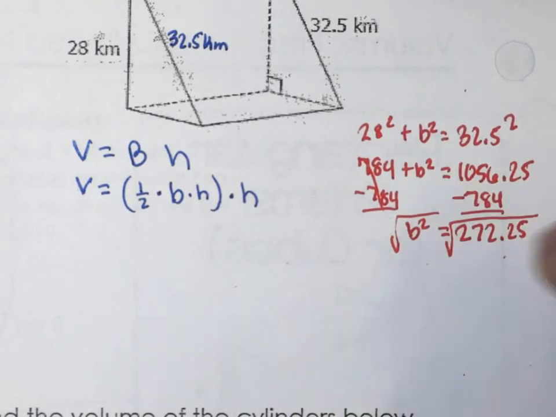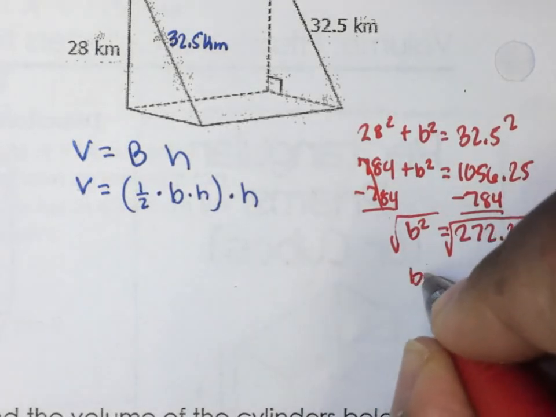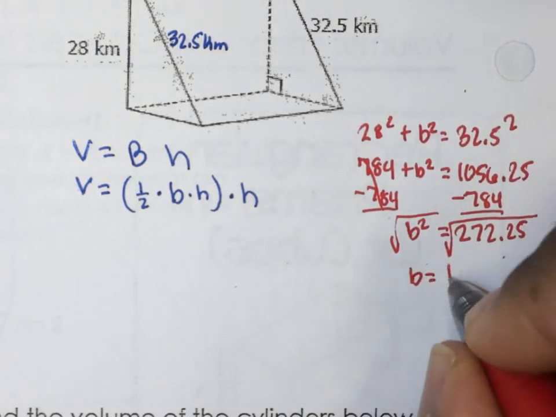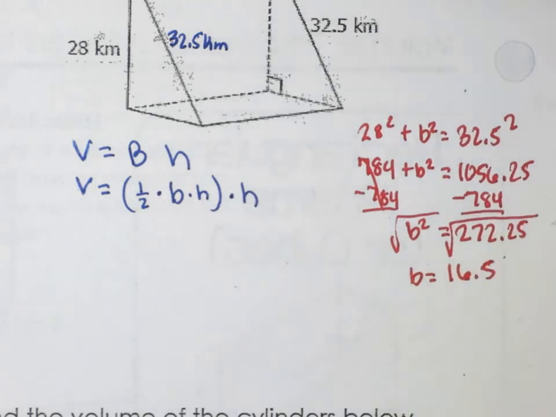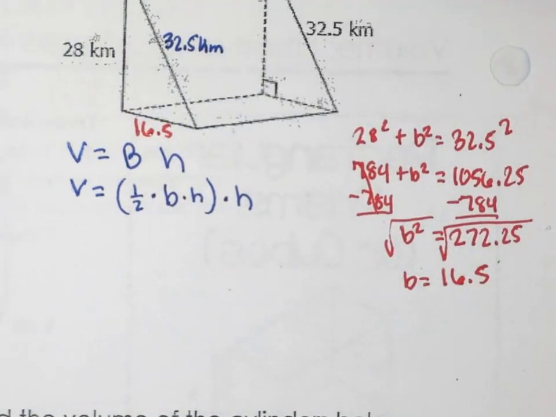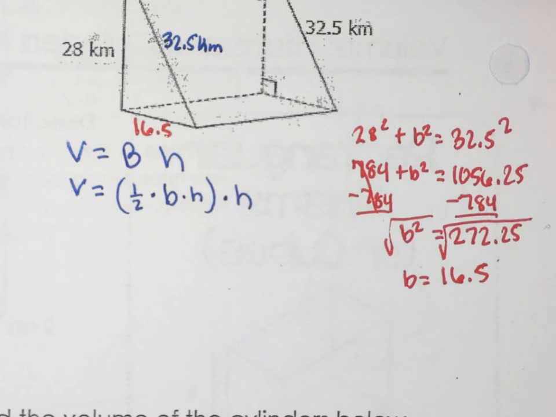28 squared is 784. What's your issue, Doc? 16.5. That's what Vincent got earlier, so I'm rolling with it. 16.5 is what you get when you take the square root. Well, you get a decimal. It's like 16.50 something, but it's around 16.5. Keep it moving. Alright, so that's what I'm going to use as my base.